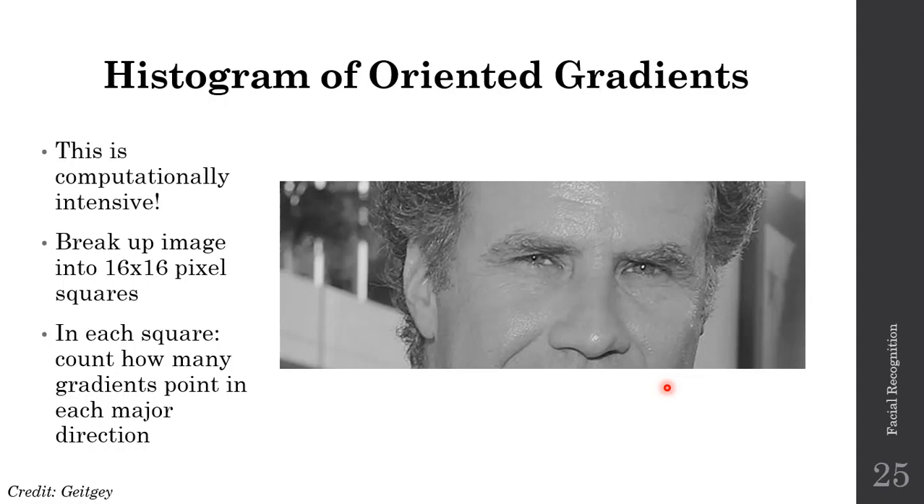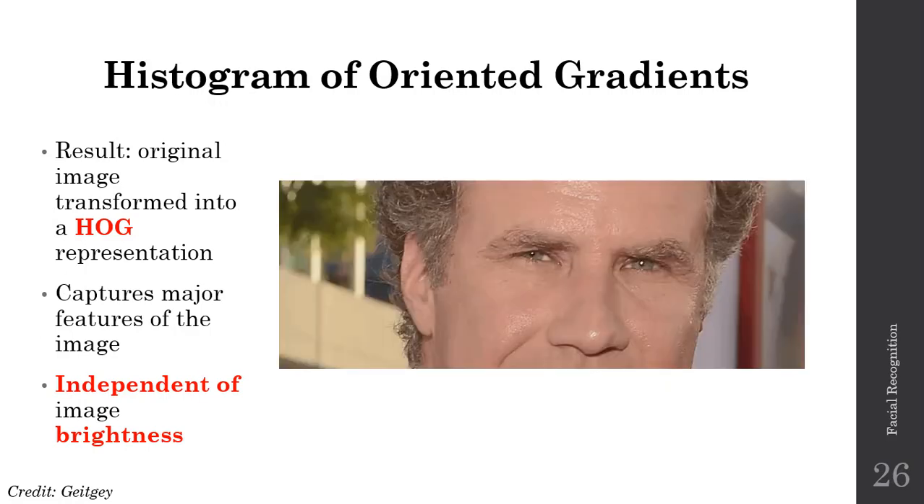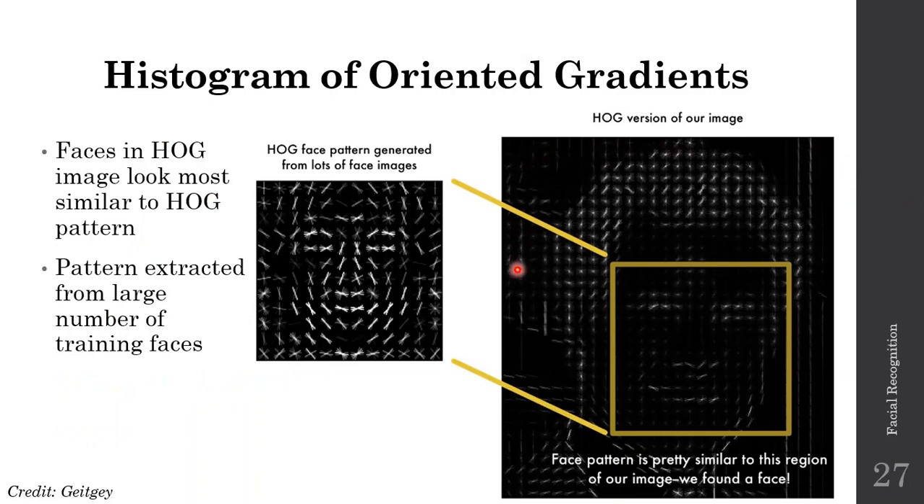Now, a means of helping with this intensive computation is, instead of looking at each pixel, we break the image up into 16 by 16 pixel squares. In each square, we then go through and count up how many gradients point in each of the major directions. So up, down, right, left, etc. And then we replace that square in the image with the dominant arrow direction. As a result, we have transformed the original image into a histogram of oriented gradients. We've captured all the major information in the image, but we've achieved this by removing this dependency on the brightness of the image. Here at right is our original image, now converted to a histogram of oriented gradients.